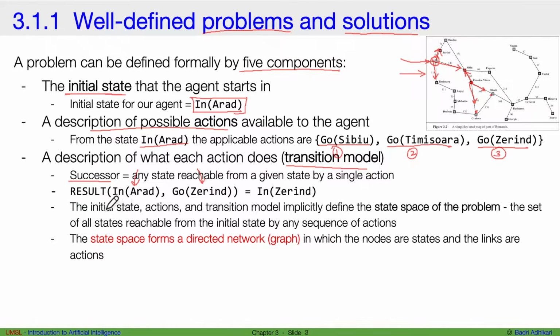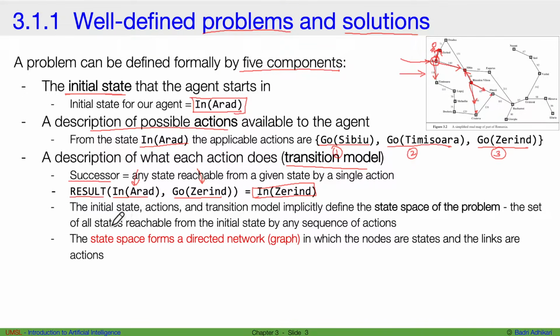A transition model defines what happens when you're in a particular state and you take a particular action. In other words, here one example of a transition model is the result of being in Arad and going to Zerind is you will result in this new state of in Zerind. So if you are in Arad, you take this action of going to Zerind, then the resulting state will be that the agent is in Zerind.